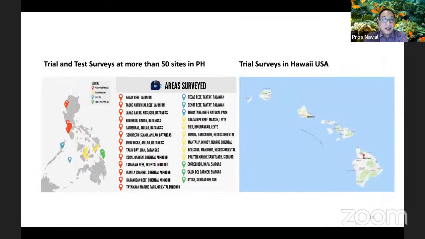We have tested the Fish Eye in more than 50 sites in the country, including Tubbataha. In Tubbataha alone, we have data for 14 sites. And we've had trial surveys in Hawaii, care of our collaborator from the University of Hawaii.